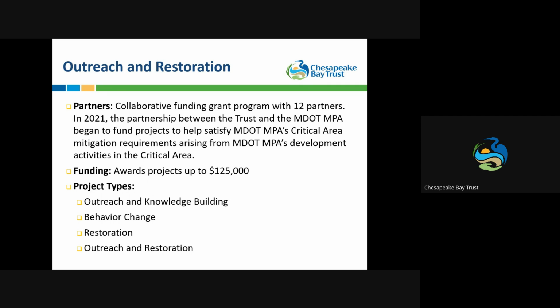This grant program funds 4 different types of projects, including outreach and knowledge building, behavior change, restoration, and then a combination of restoration, which is used as a tool for doing outreach and building the knowledge of the community. So those are the main types of projects that can be funded through this grant.